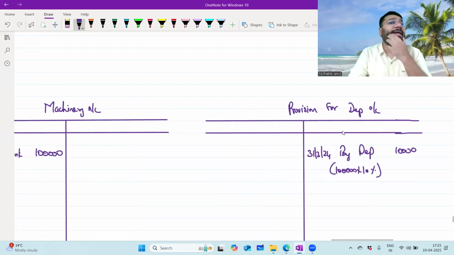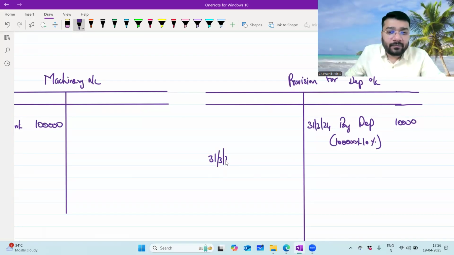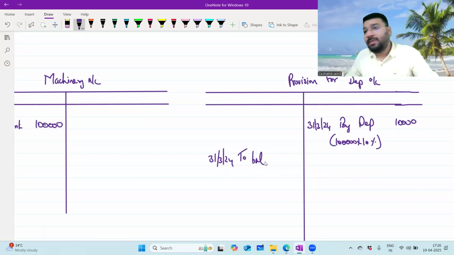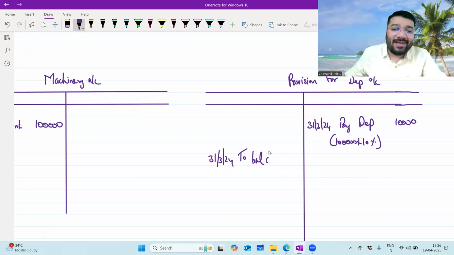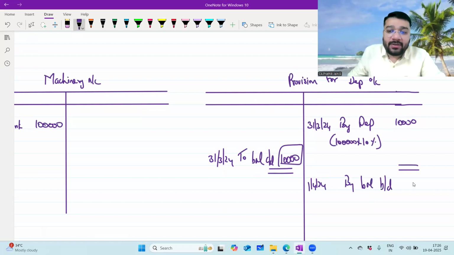That's all. Anything else to be recorded? No. So automatically I'll balance the ledger. So now on 31/3/24, by or to? Here, to balance. To balance carried down. How much? 10,000. So on 1/4/24, by balance brought down is 10,000.